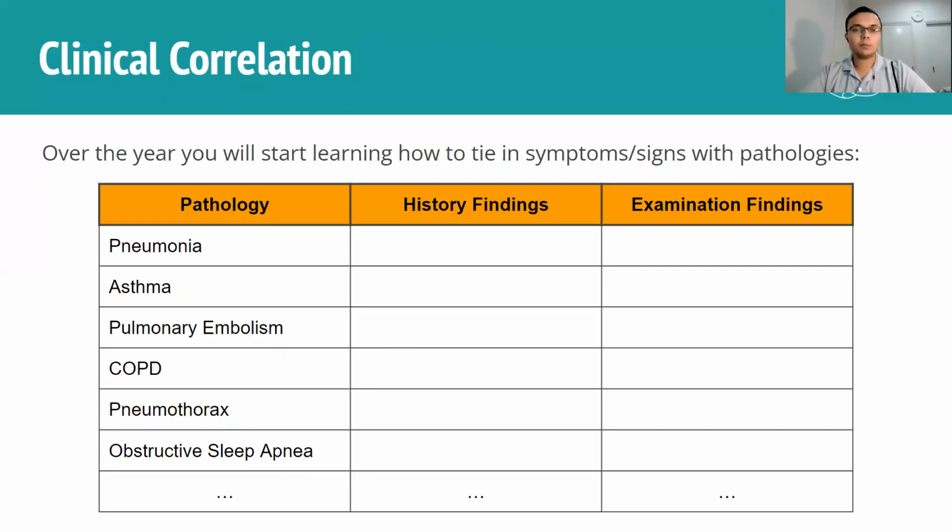And again, we at PS Platypus will be trying to do that as well. We'll probably get a table going, but I recommend you make one of your own and review that frequently, just so you can get a better idea of what to link your signs and symptoms to in terms of pathologies. All right, that wraps it up for the respiratory systems review.